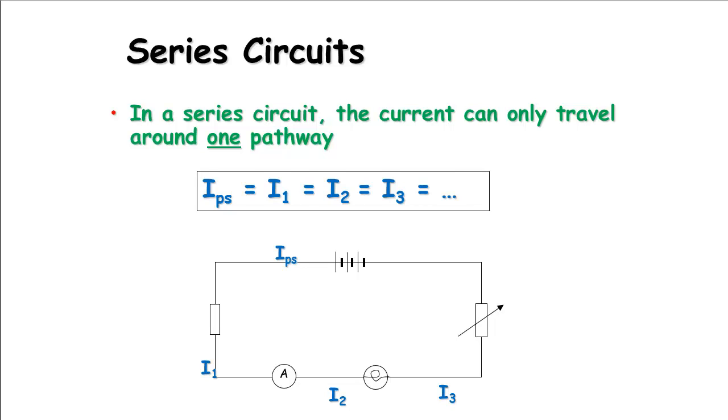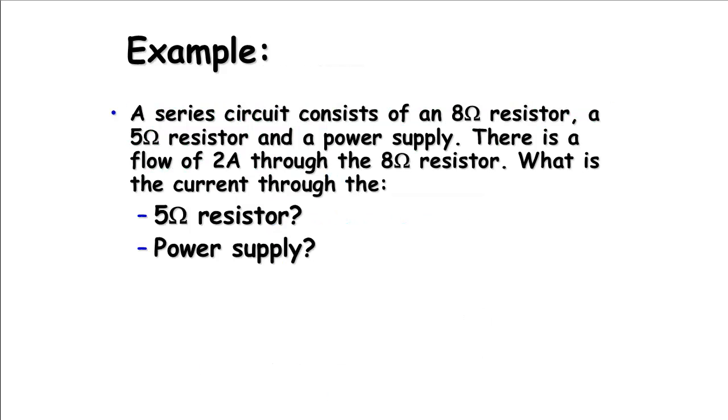So a really quick example. You couldn't ask for a better example or better test question. You've got a series circuit, and all this information about the resistors. You've got 2 amps flowing through the 8 ohm resistor. What's the current where it's passing through the 5 ohm resistor? Well, it's a series circuit, so it's going to be the same everywhere. So it's going to be 2 amps through there, 2 amps through the power supply.